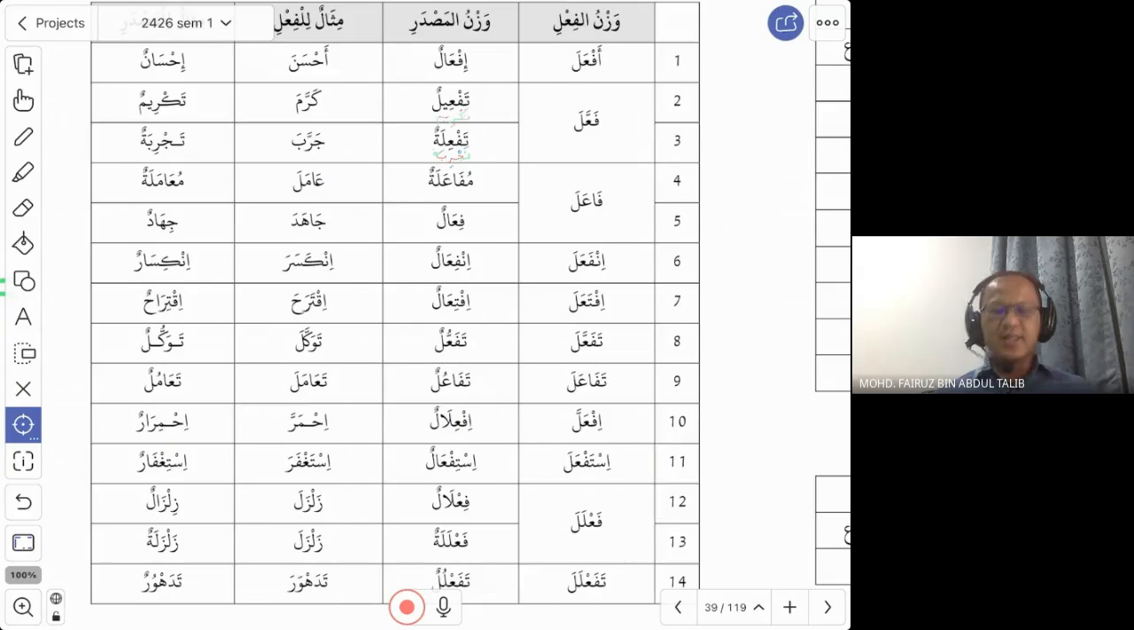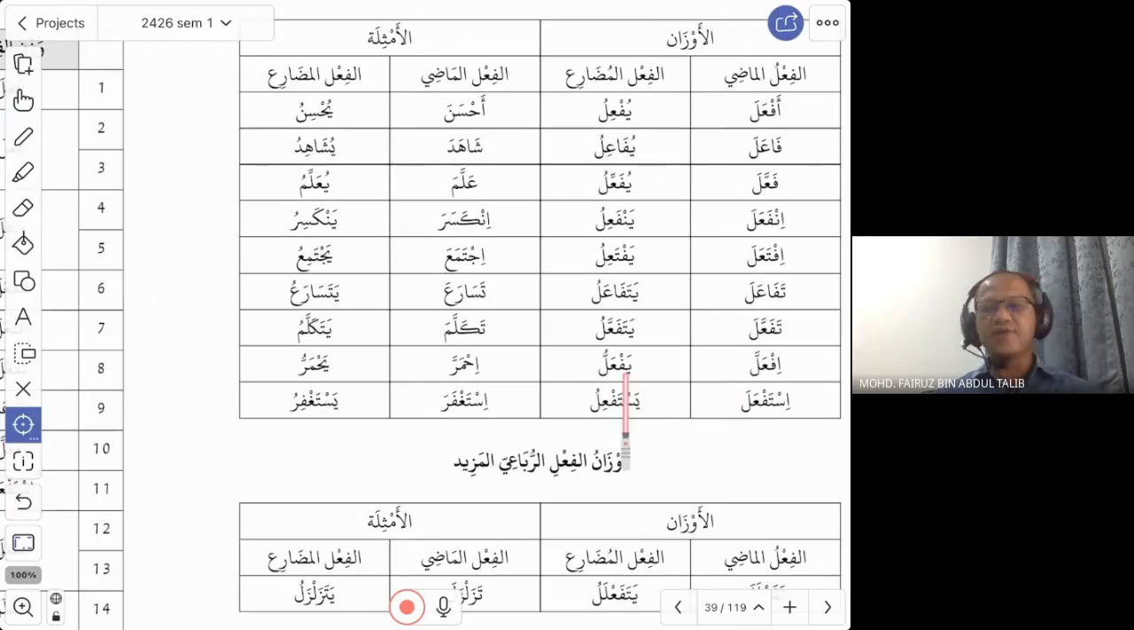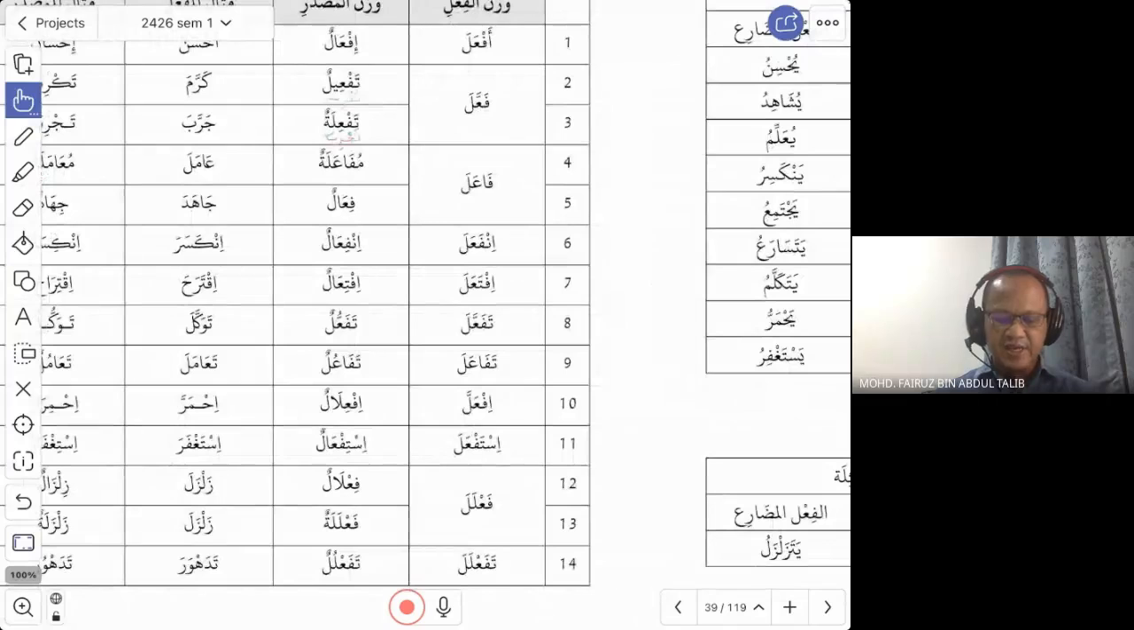The next wazan, if'alla. From the old table, the mudari is yaf'alu. If'alla, yaf'alu, and the masdar is if'ilal.